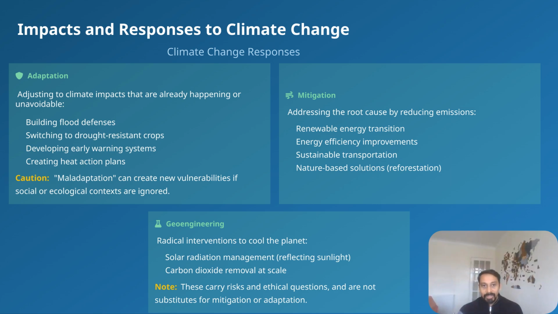Now, for climate change impact, there are many different solutions that we should adopt. First is adaptation. Adaptation means adjusting to the climate impacts, like building flood defenses, switching crops, or developing early warning systems at city, state, and national levels. However, not all adaptation is good.